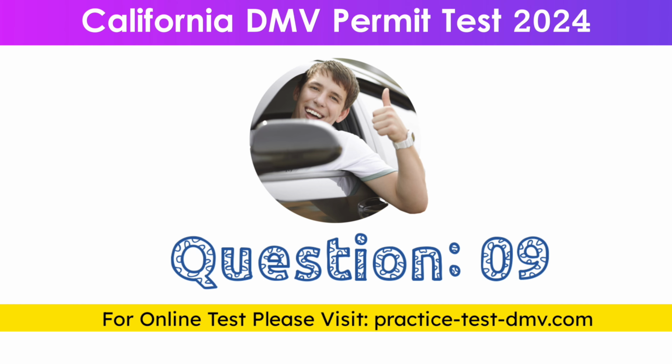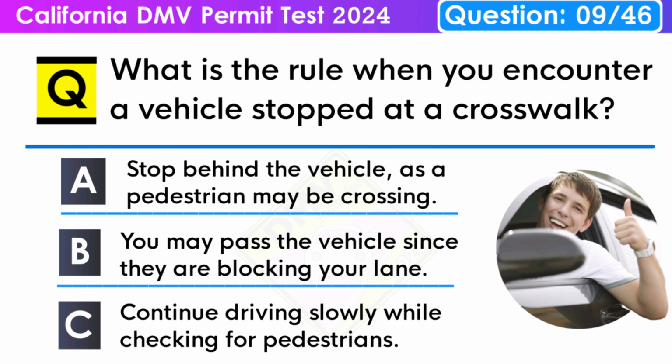Question 9. What is the rule when you encounter a vehicle stopped at a crosswalk? A. Stop behind the vehicle as a pedestrian may be crossing. B. You may pass the vehicle since they are blocking your lane. C. Continue driving slowly while checking for pedestrians. Correct answer, A. Stop behind the vehicle as a pedestrian may be crossing. You should never pass a vehicle stopped at a crosswalk. They may have stopped for a pedestrian that you cannot see, and passing could lead to a serious accident. It's essential to stop and wait until the crosswalk is clear.